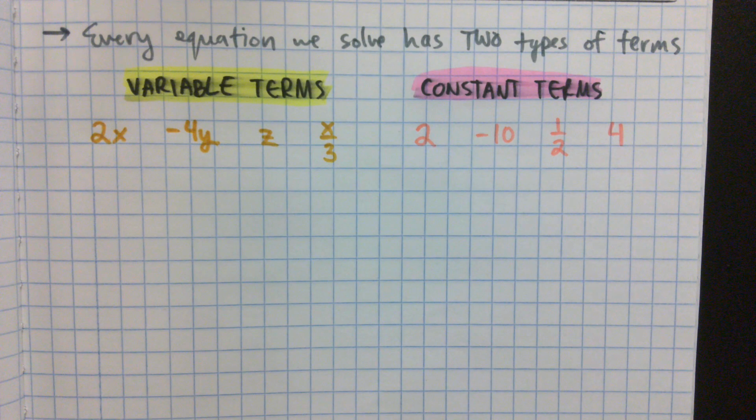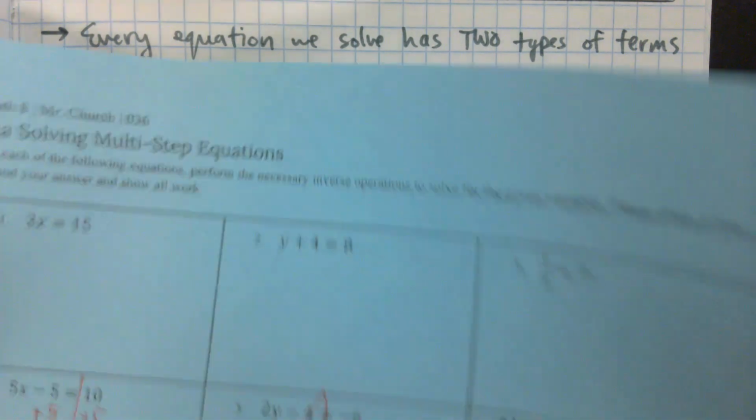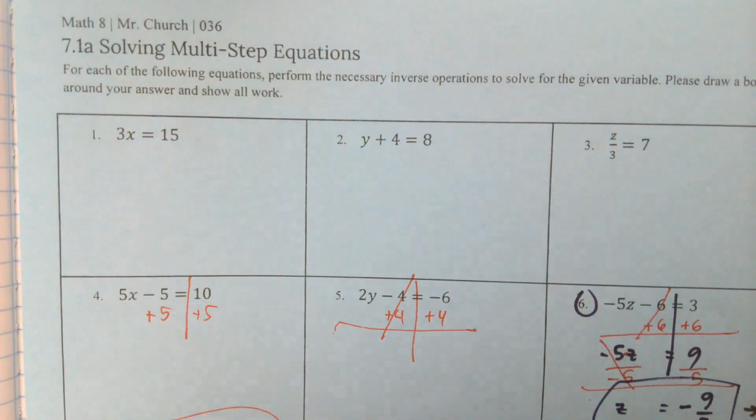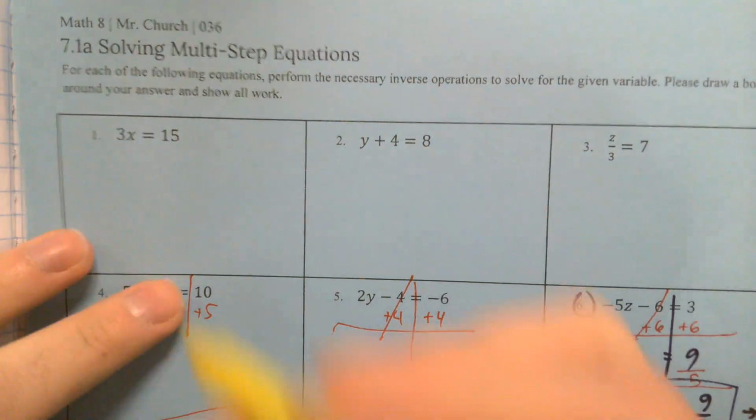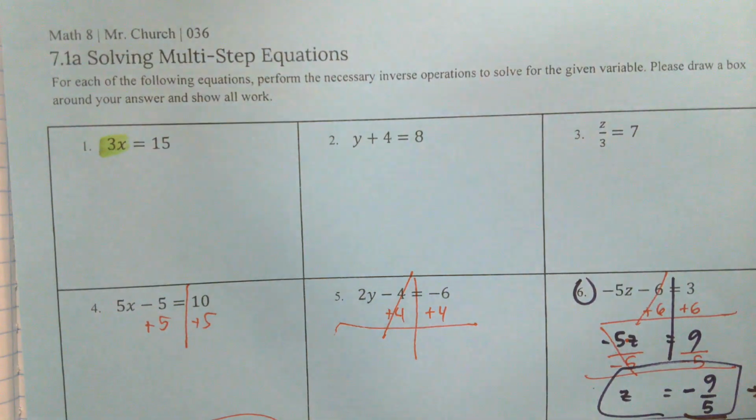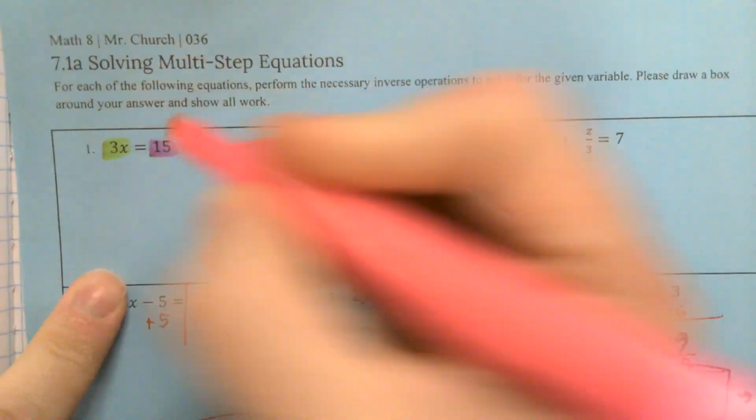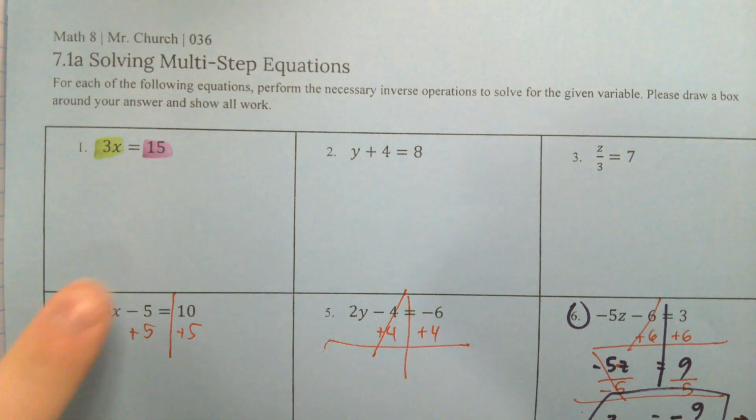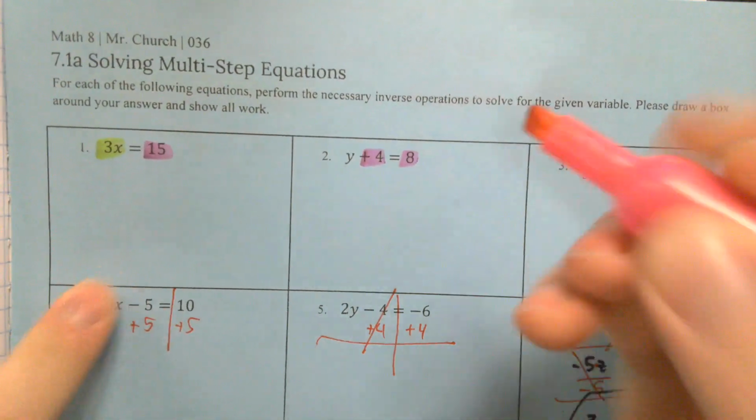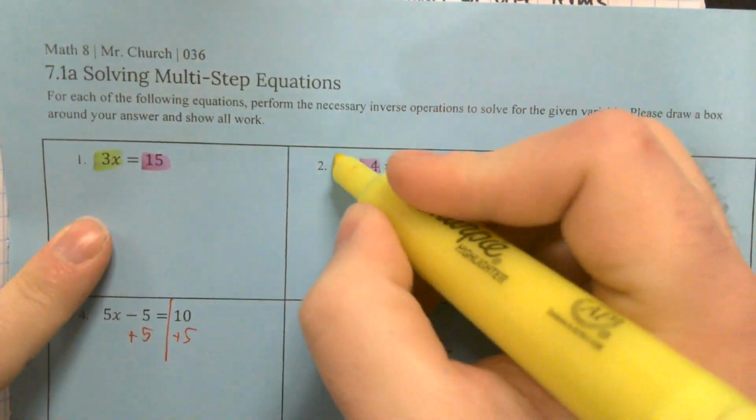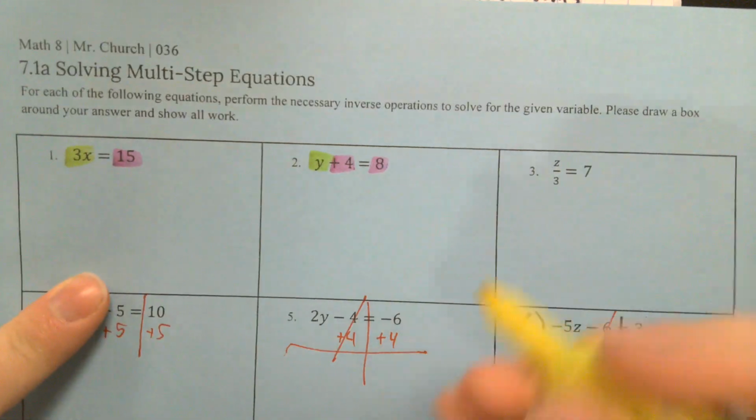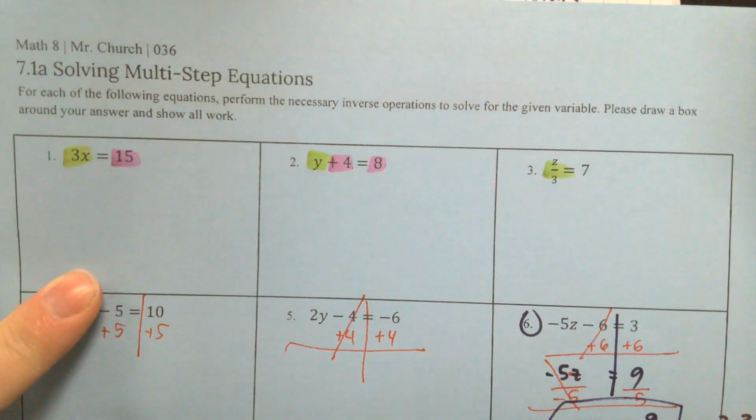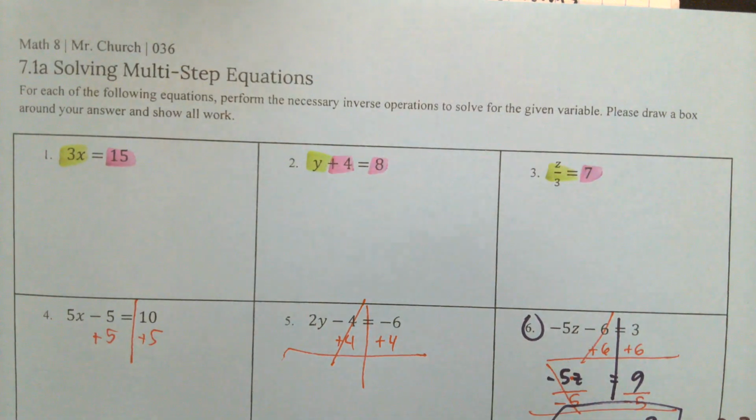Those are our two types of terms. No matter what our equation looks like, we're always going to have those two types of terms. If you look back at our worksheet from yesterday, I've got a variable term and a constant term. Here I've got two constant terms and a variable term. z over 3, variable term. 7, that's a constant term.